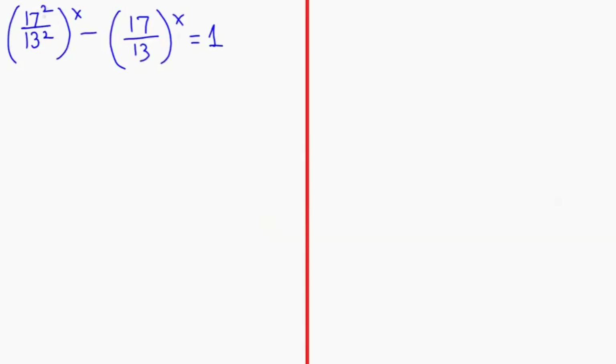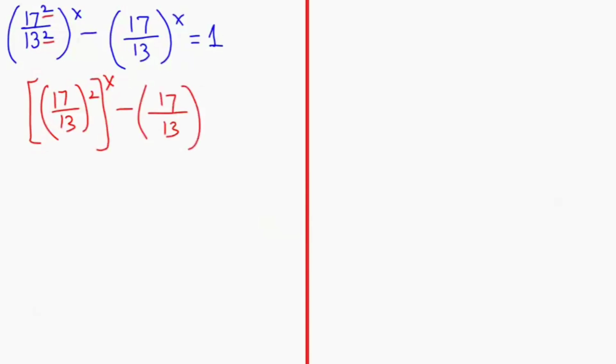We have the same power again, so I am going to apply the same exponential rule. 17 over 13 whole to the power of 2 and to the power of x, minus 17 over 13 whole to the power of x is equal to 1.